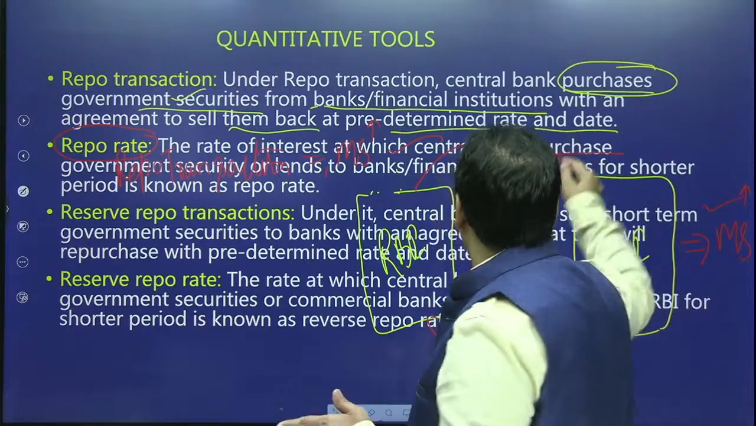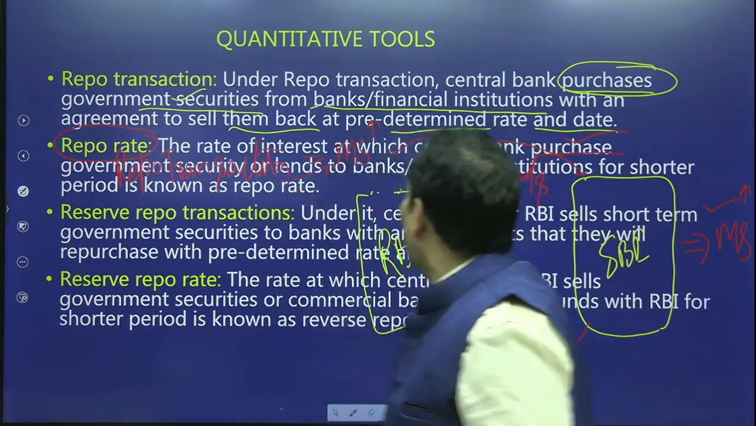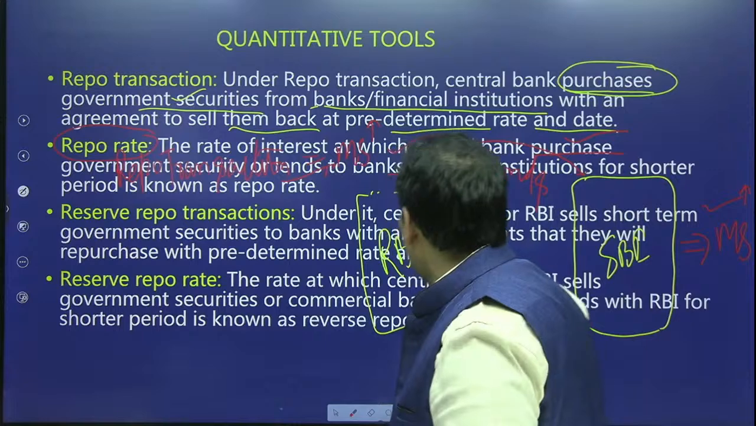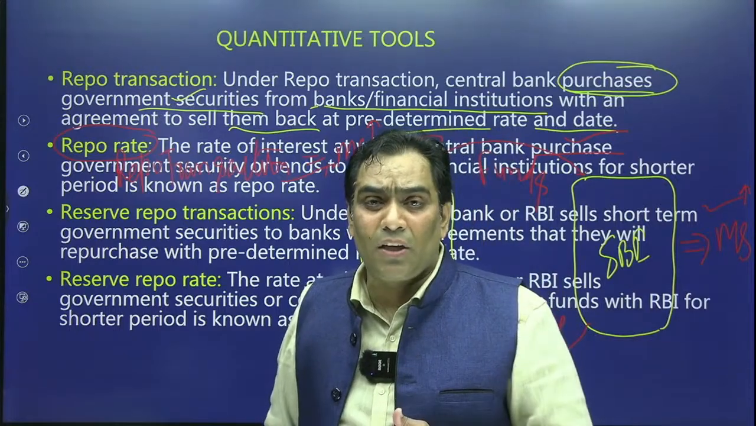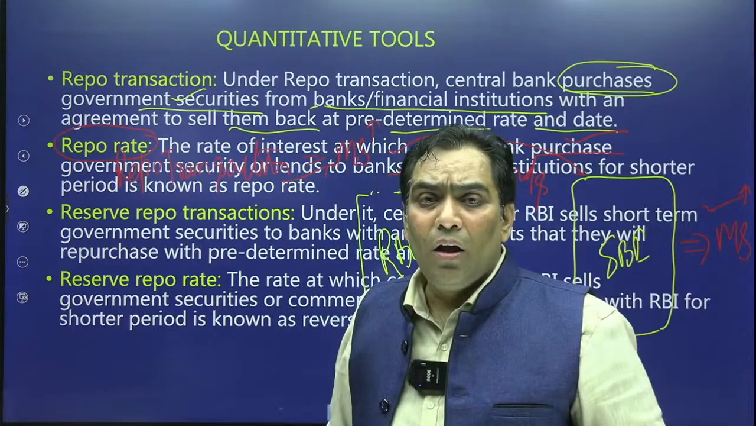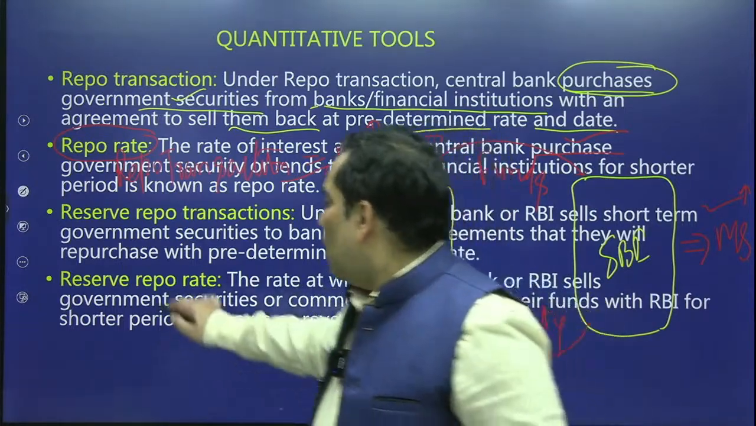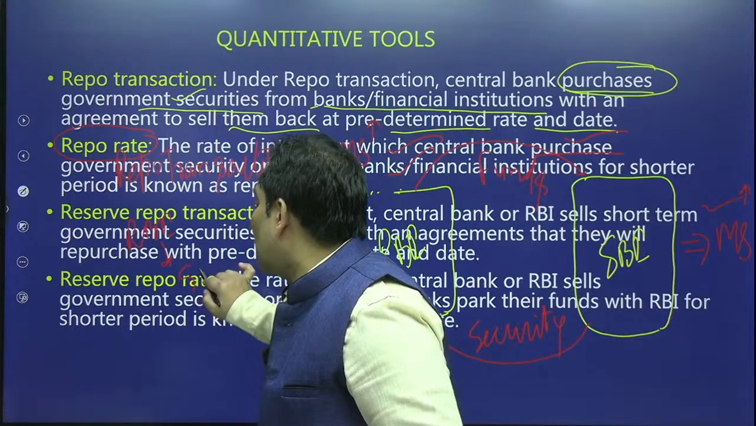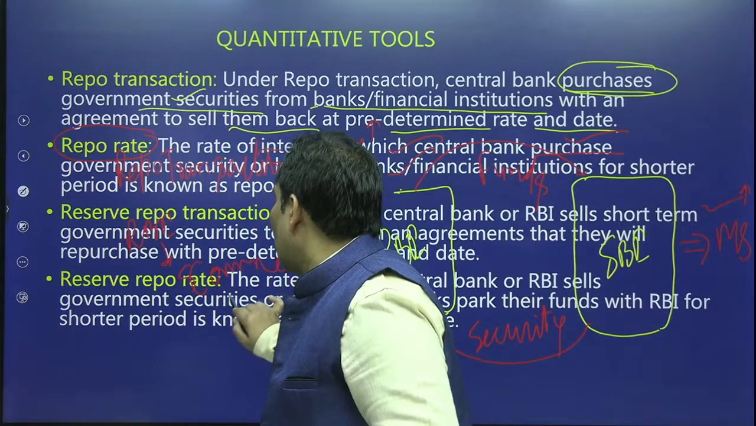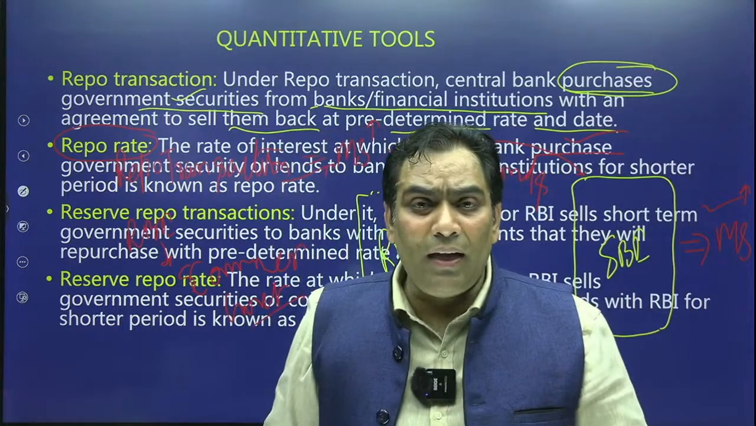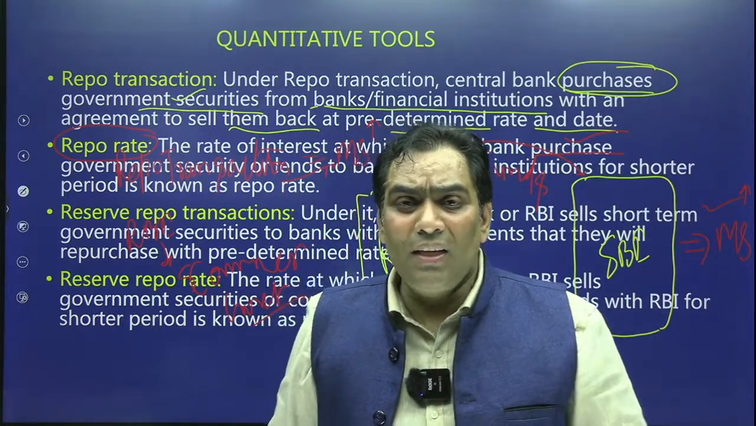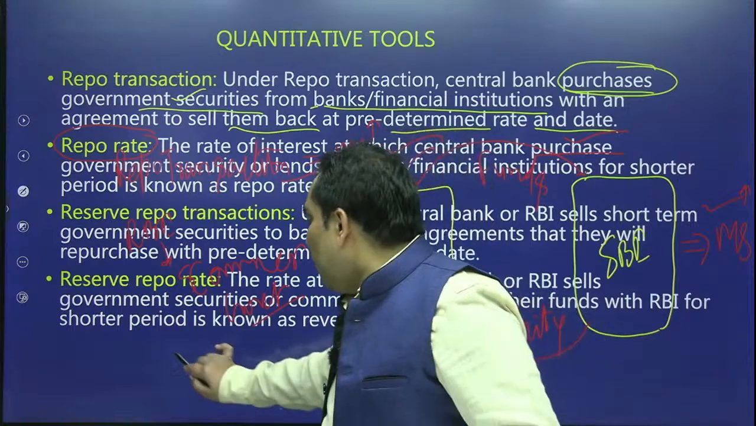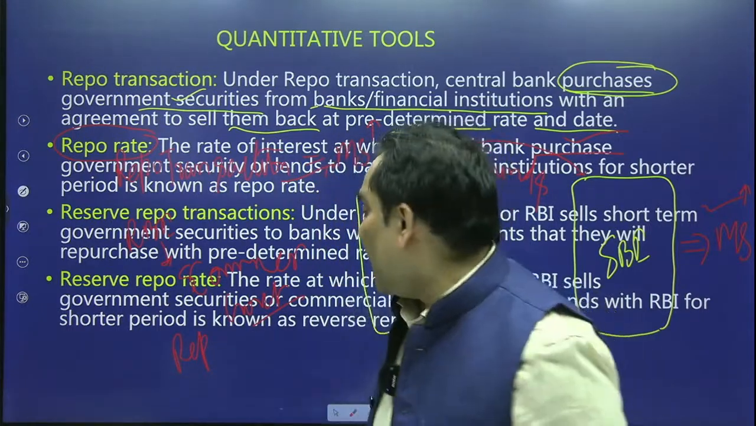The rate at which the central bank purchases government securities and lends to financial institutions, or the rate at which RBI gives loans to commercial banks against government securities. Repo rate is the rate at which RBI gives loans to the commercial banks. So when a repo transaction takes place, it takes place at the repo rate.